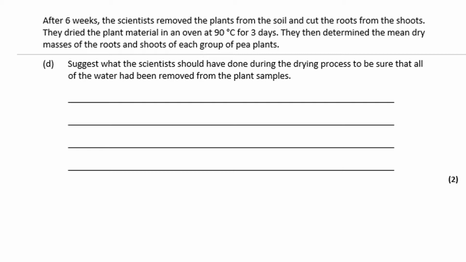Okay, we have a look at part D for this question. You can see that after 6 weeks, the scientists removed the plants from the soil, cut off the roots and the shoots, and dried the plant material at 90 degrees for 3 days. What the scientist was trying to find was the mean dry mass of the roots and the shoots of each of the plants. So it asks you to suggest what the scientist should have done to ensure that the water had all been removed from the plant sample.